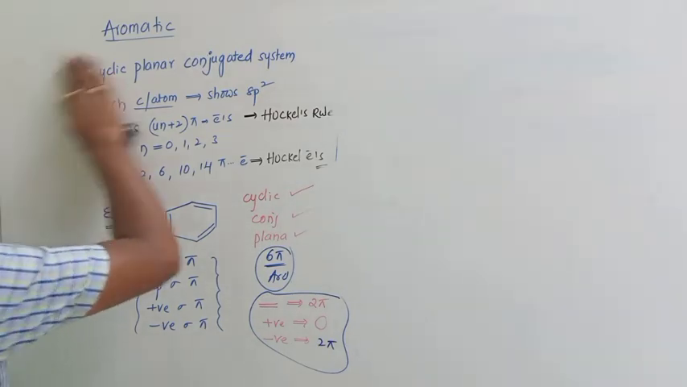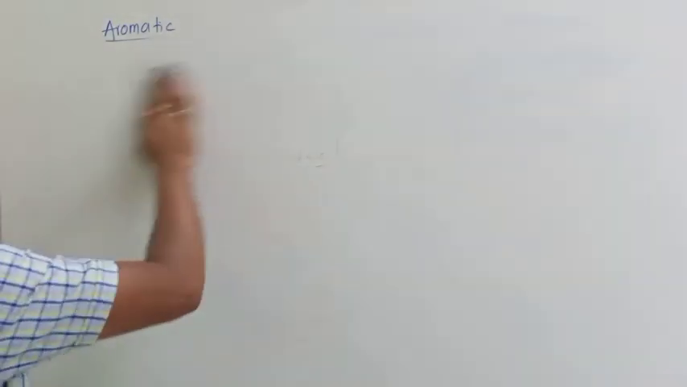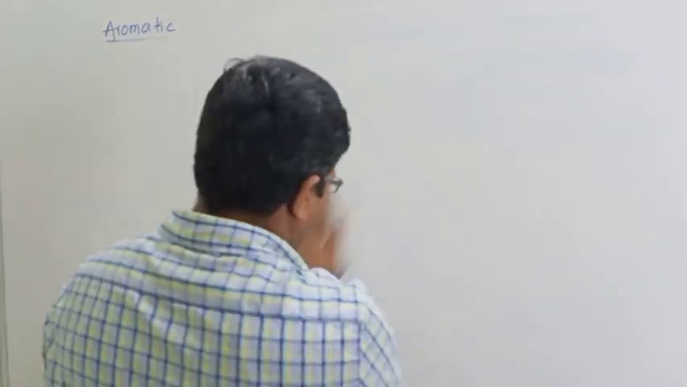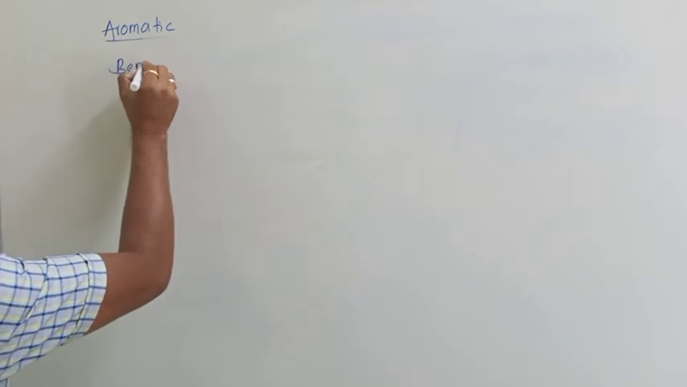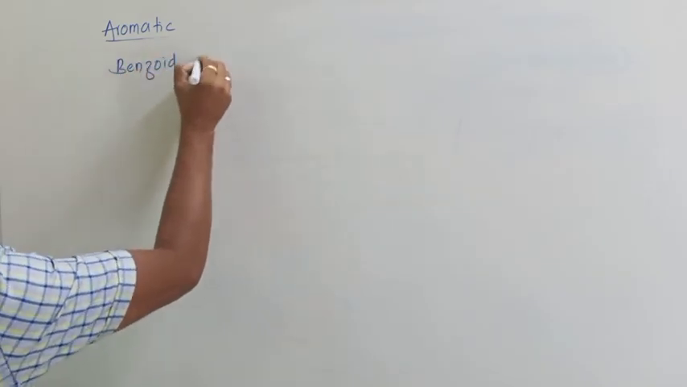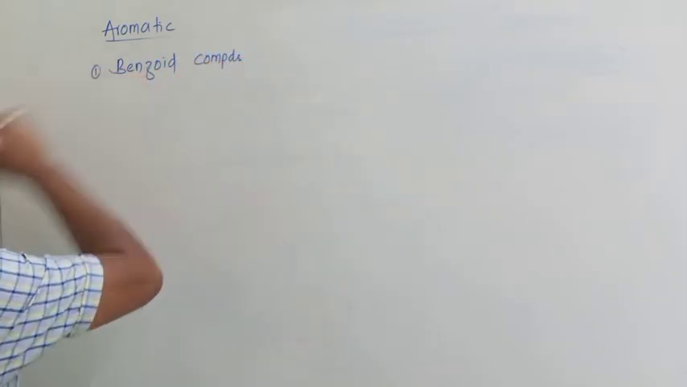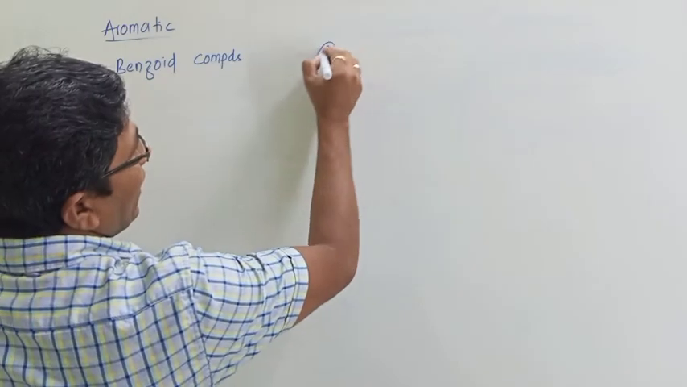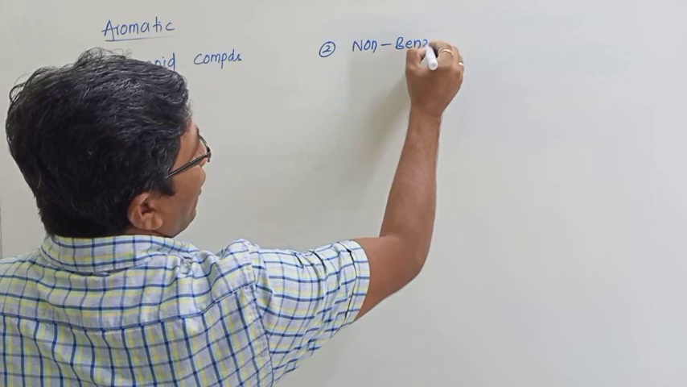Next, go to the next one. Aromatic compounds are classified into two types. One is benzenoid compounds. The second one is non-benzenoid compounds.